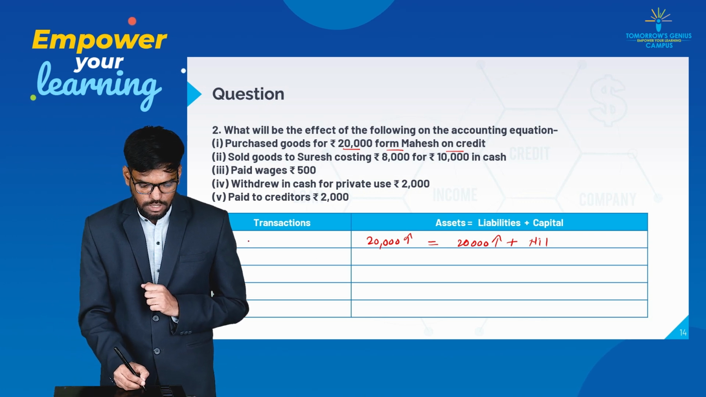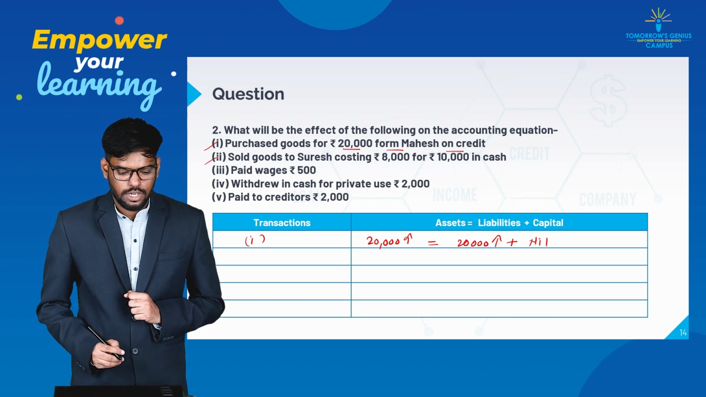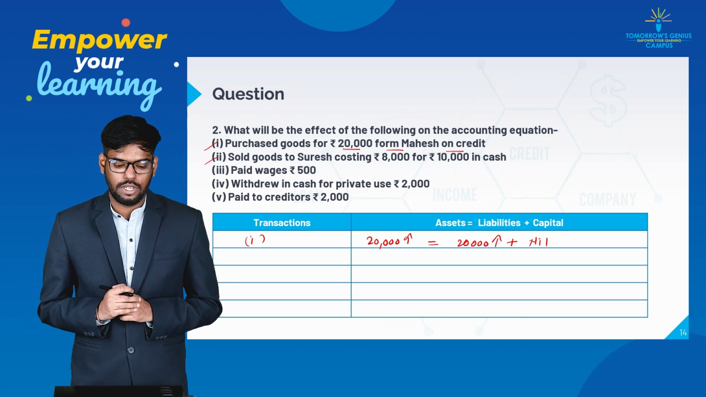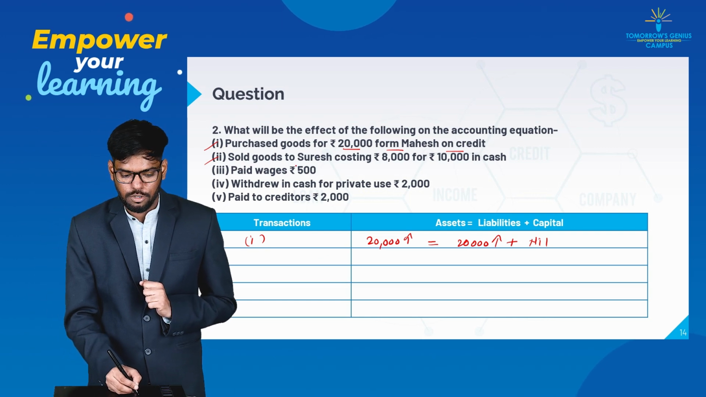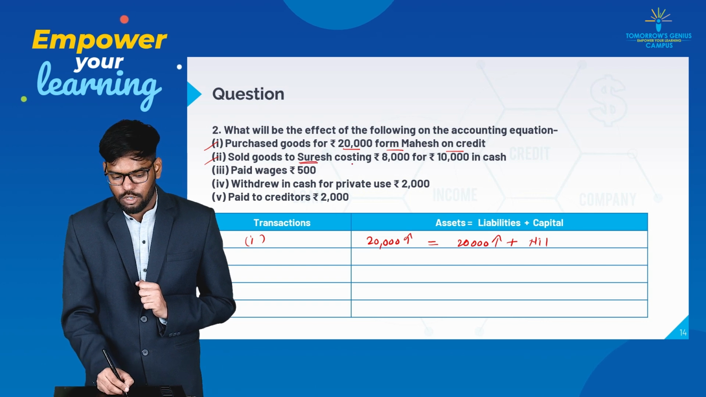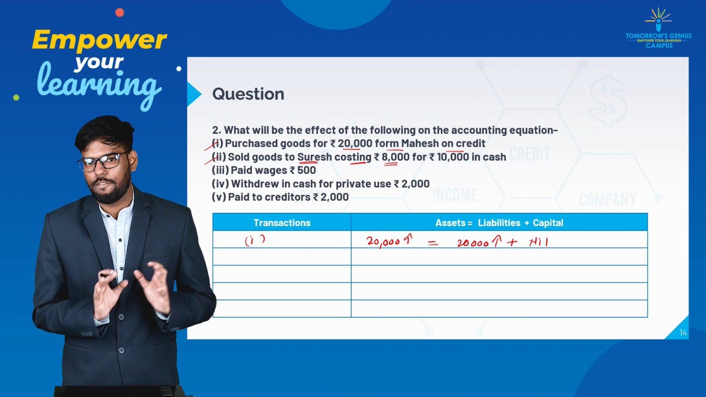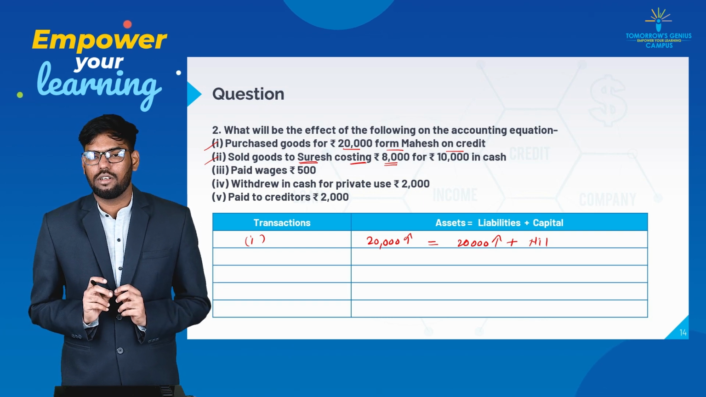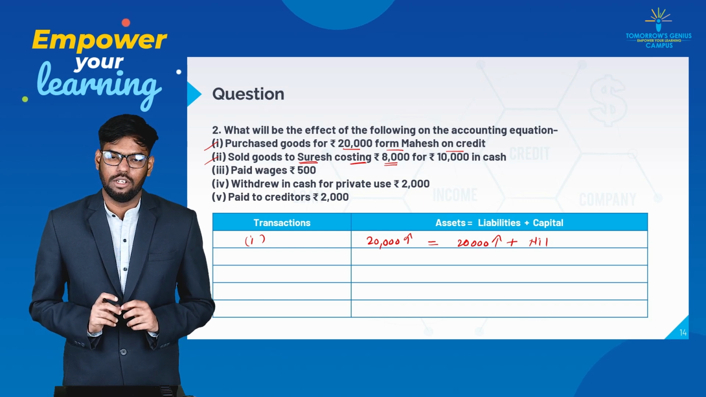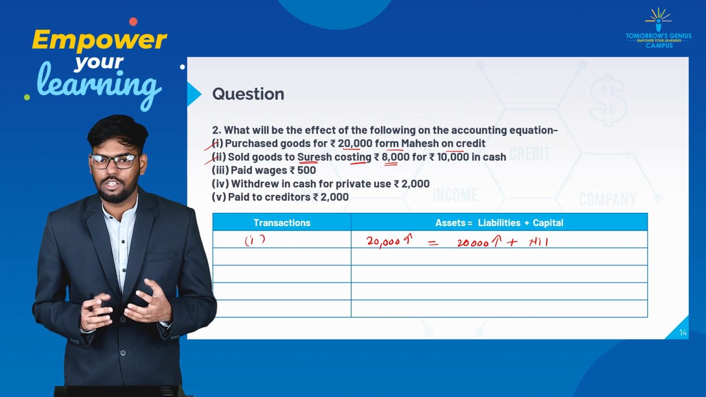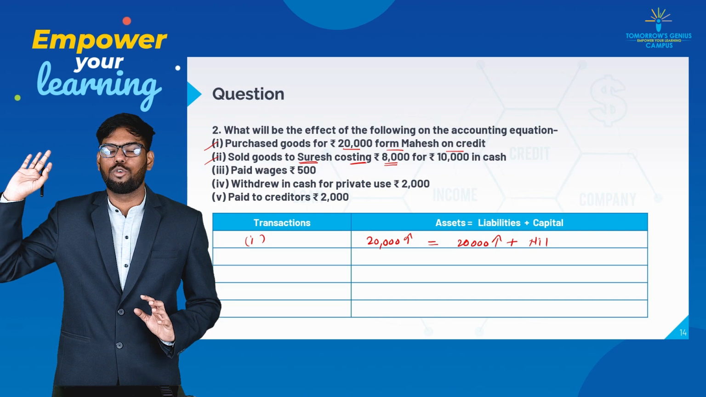So the next transaction, this was the first transaction that we discussed. The next transaction is regarding goods sold to Suresh costing rupees 8,000 for rupees 10,000 in cash. If you observe here, you have sold goods to Suresh, and the cost of the goods is how much? The cost of the goods is 8,000. So after reading this, I understand I have sold goods costing rupees 8,000, right? So stock of rupees 8,000 is no longer with me. Stock of rupees 8,000 goes out of the business.